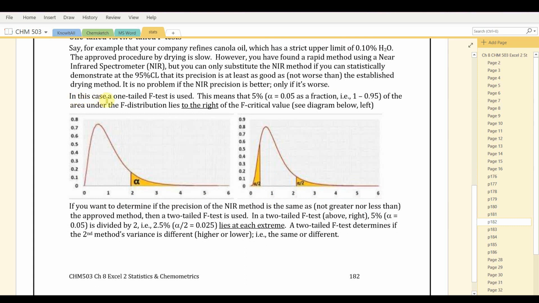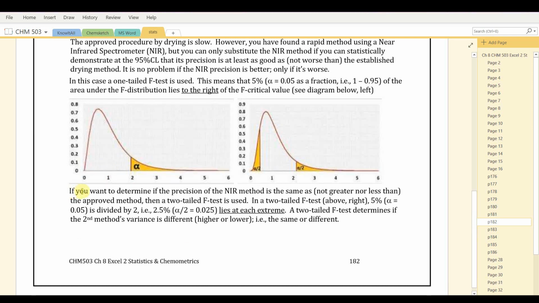In this case, a one-tailed F-test is used. This means that 5% of the area under the F distribution lies to the right, as you see here in the diagram on the left. So here 95% of the area lies to the left of our F critical value, 5% lies above.